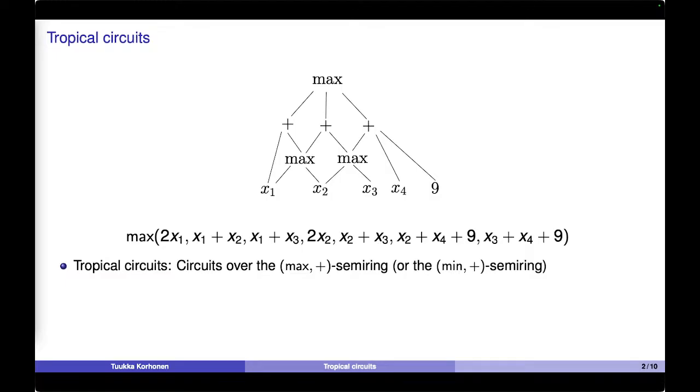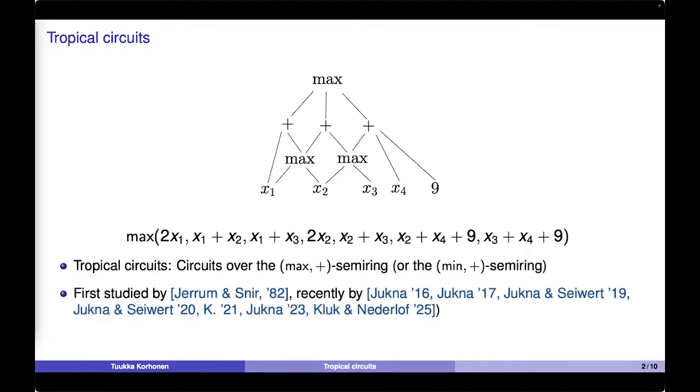Okay, so these tropical circuits are the circuits over the max-plus semiring or the min-plus semiring. They were first studied already in the 80s in the paper of Jerome and Schneer. And recently, Stasys Jukna wrote many papers about tropical circuits. I wrote one paper, and Jukka Nederlof wrote one paper also recently.